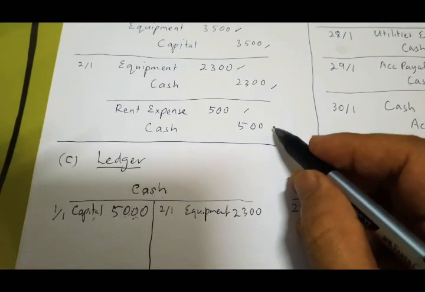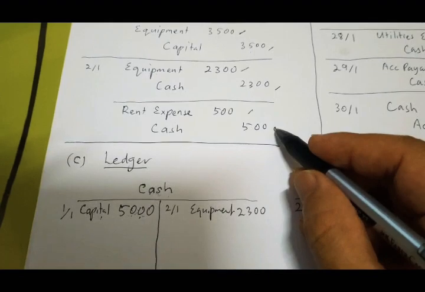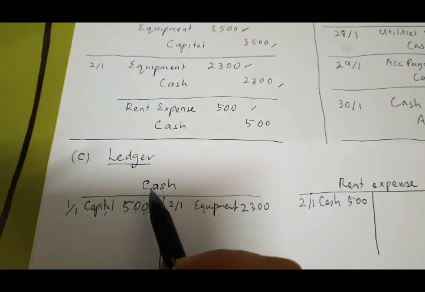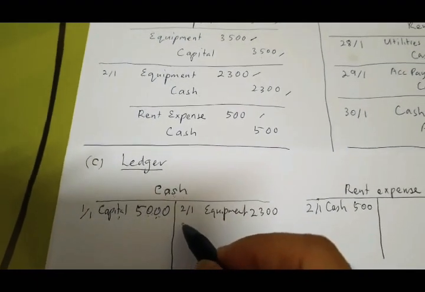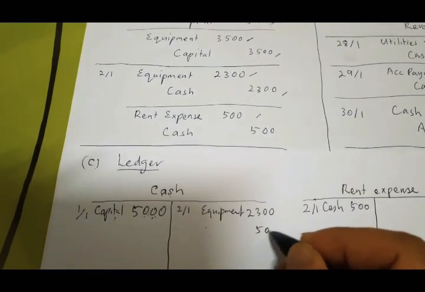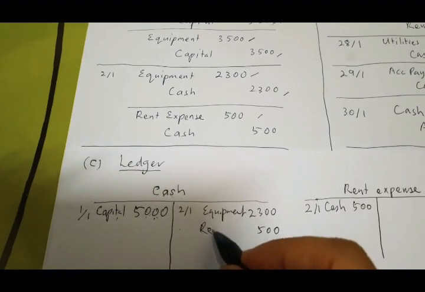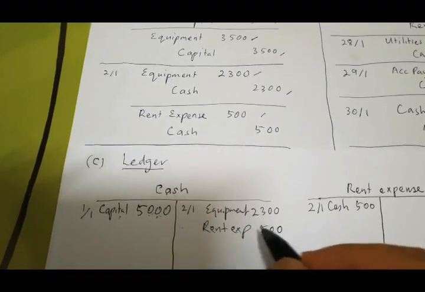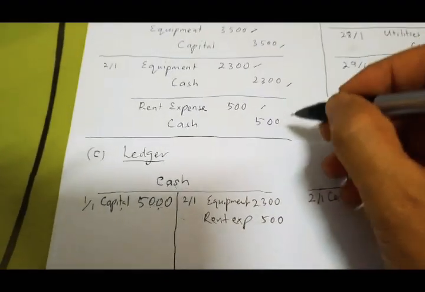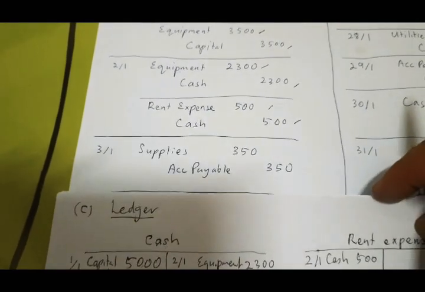And then for account cash, the second entry is credit account cash 500. So this is account cash. You have to credit the account cash. 2nd of January, credit account cash 500. Then refer to account rent expense. Okay, this is done. Now do the next entry.